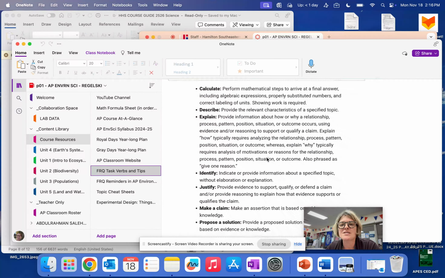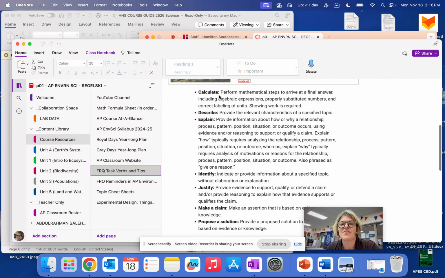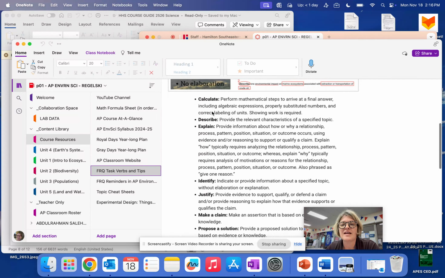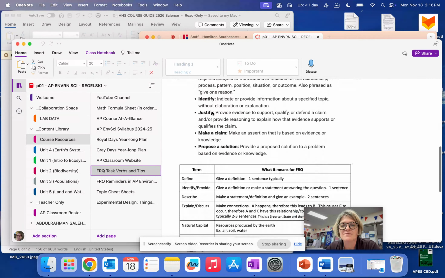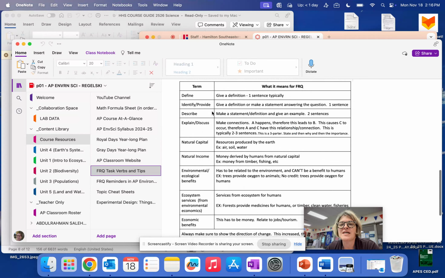Here's another explanation. This is actually from the College Board website. So I think this is a really good explanation of the FRQ task verbs. And then if you look down here, I like this table. This is my preferred. It's very similar to Mr. Smeeds', just a little bit different. But you can see this table here, which gives you explanations of the different task verbs as well.